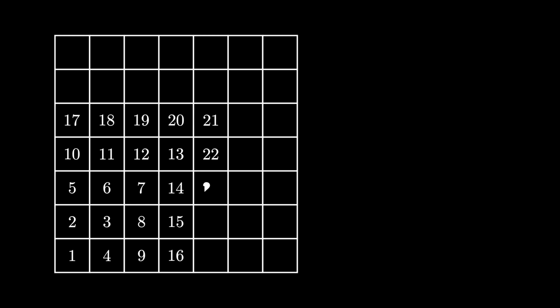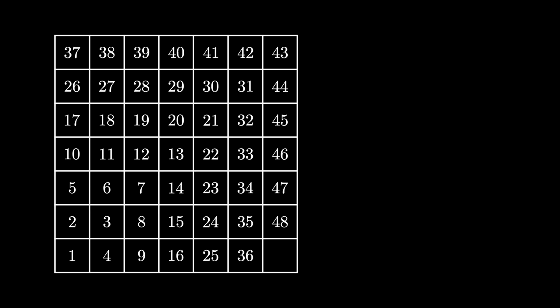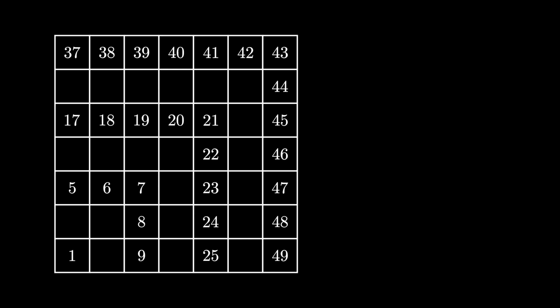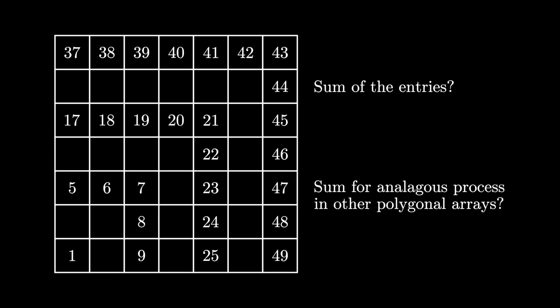But why stop at triangular arrays? What if we took a square array and filled in the integers in the L-shaped gnomon pattern that we've seen a few times already today? Then we can go through and we can remove the even-indexed gnomons, like this. What's left is the sum of the integers from the odd-indexed gnomons. What's the sum of the entries here? And what if we tried analogous processes for other polygonal arrays like pentagons, hexagons, and so on?